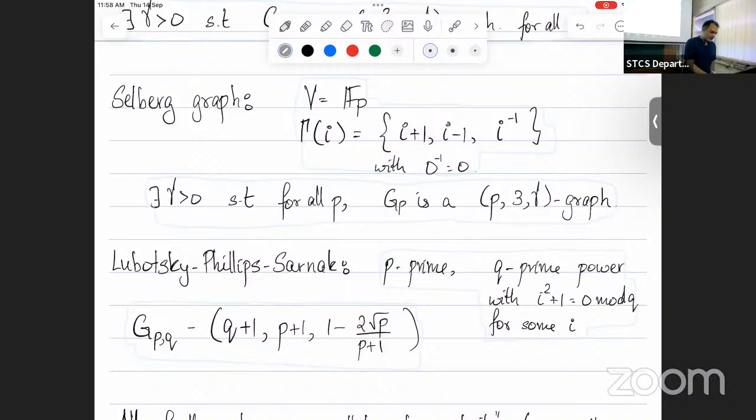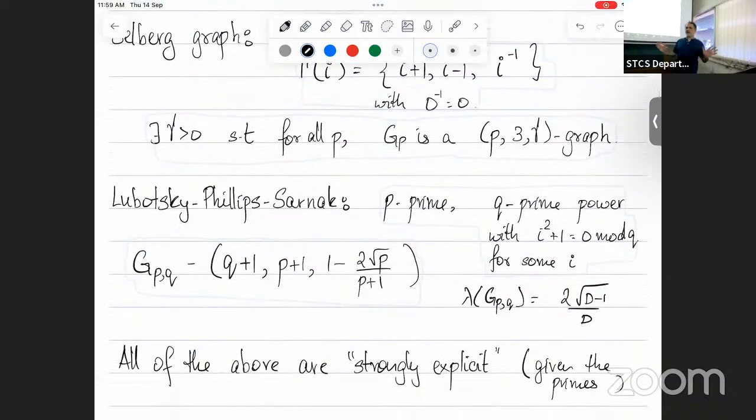Okay, but the point I wanted to make is that the lambda of GPQ is actually equal to 2 square root of D minus 1 over D. And that makes this a Ramanujan graph family. Okay, and all of the above graphs are strongly explicit. There is just a mild situation in the sense that, where you need to choose the number of vertices to be a prime, the non-explicit part of it is to figure out the prime of the right length and so on.